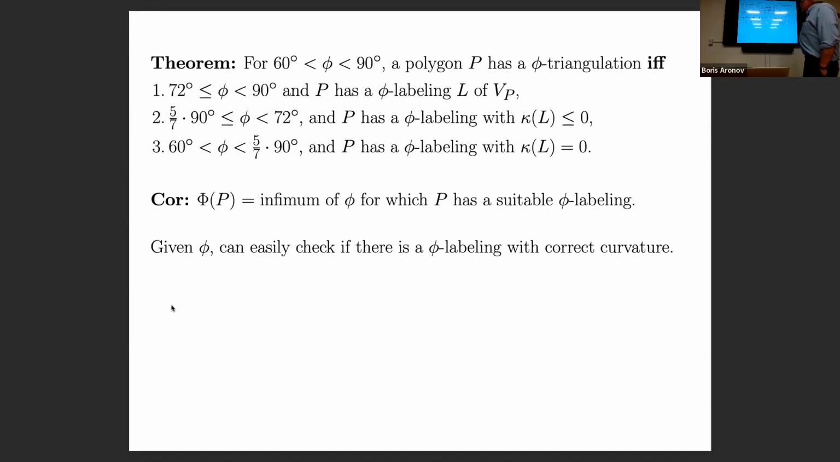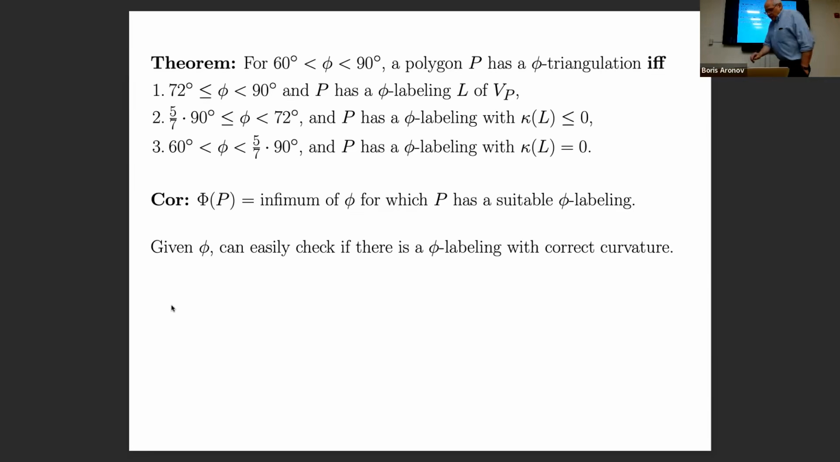Okay. The first calculation is, given a phi, like given 84, how fast can I check whether the answer is yes or no for that particular angle? Is there a triangulation or not? That turns out to be pretty easy to check.